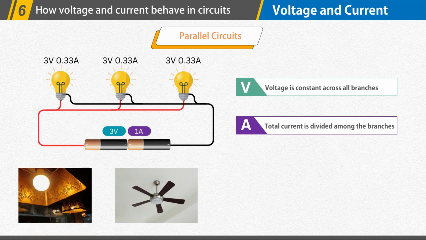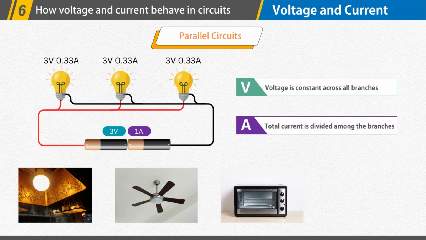All lights, fans, ovens, and almost everything connected to the household supply, or in the industry, are all connected in parallel across the same common mains. In addition, all those multiplugs we use to run 2 to 3 gadgets from one socket also put those things in parallel.